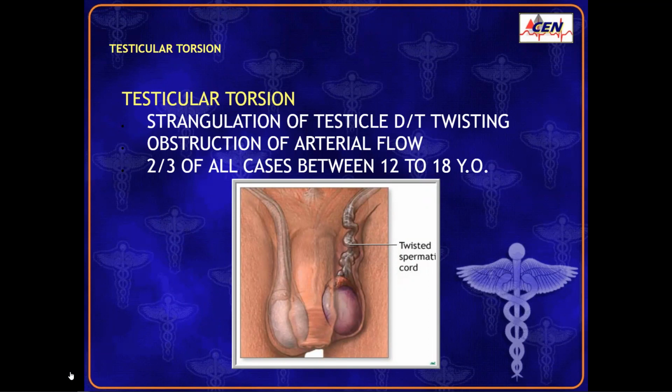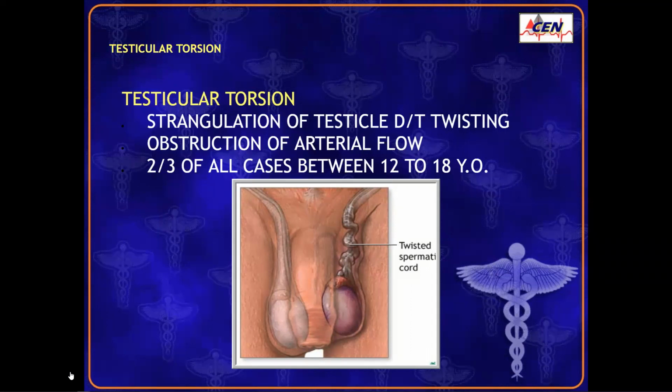Now, looking at the patho behind it, with the torsion, the concern is the risk for ischemia with that interruption in the arterial flow. You'll also get some venous obstruction and the other tubes that go through that area also, but the concern here is that ischemic testicle.